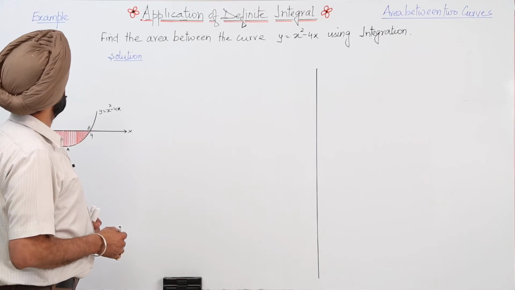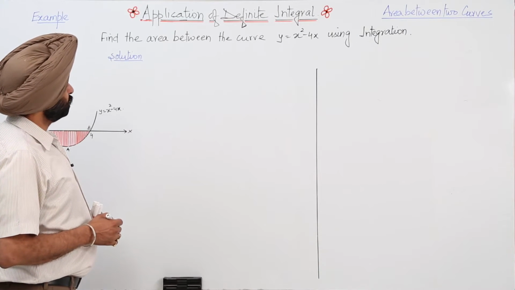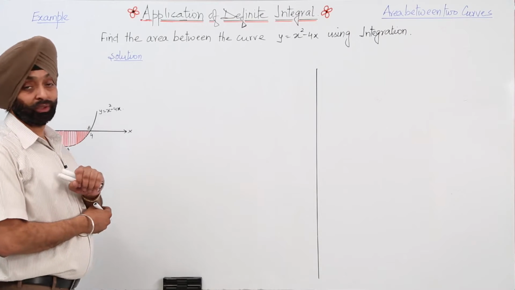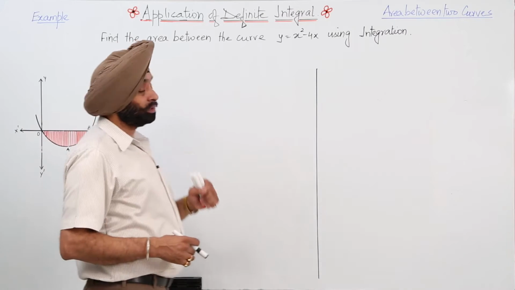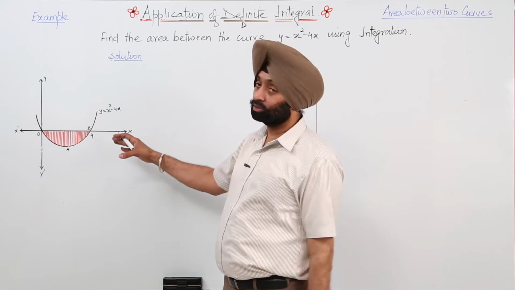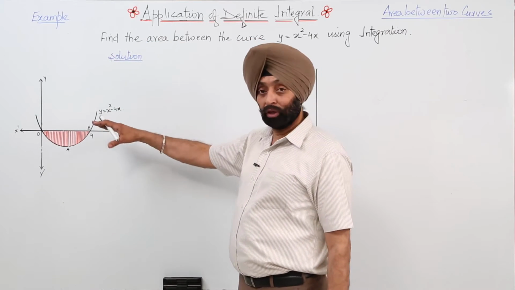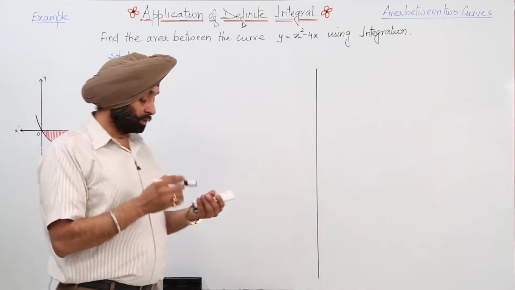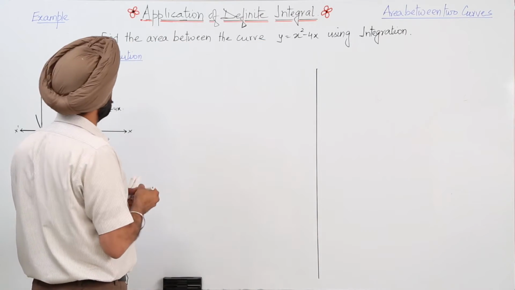Now the question is, find the area between the curve y is equal to x square minus 4x using integration. Now I have drawn a rough sketch for this question. Now it is below the x axis, okay. So how to proceed now? See very carefully.